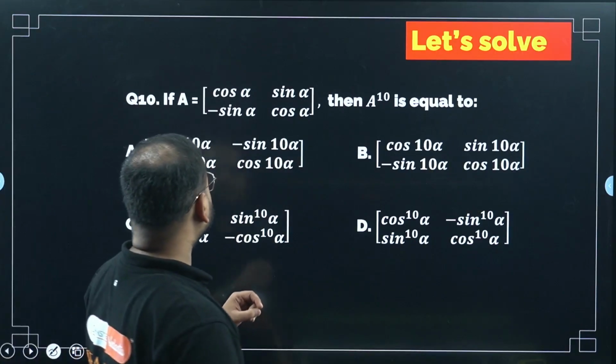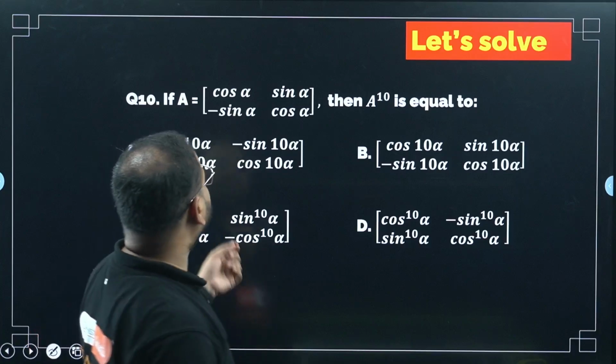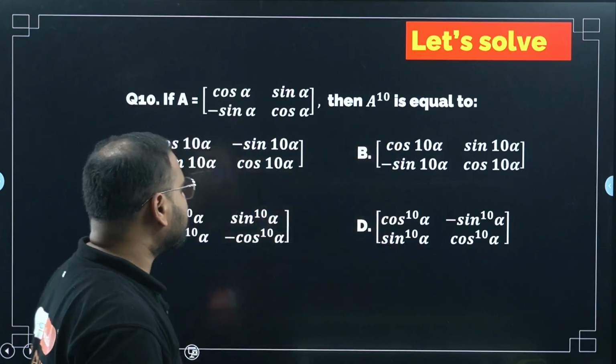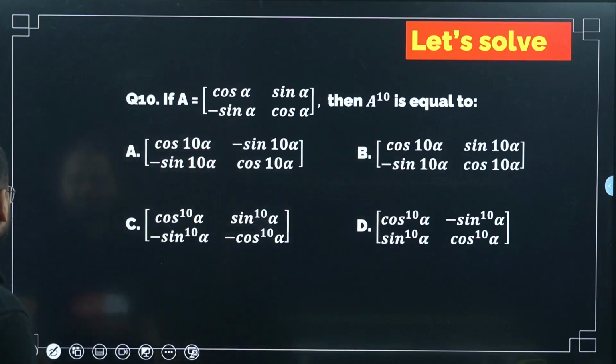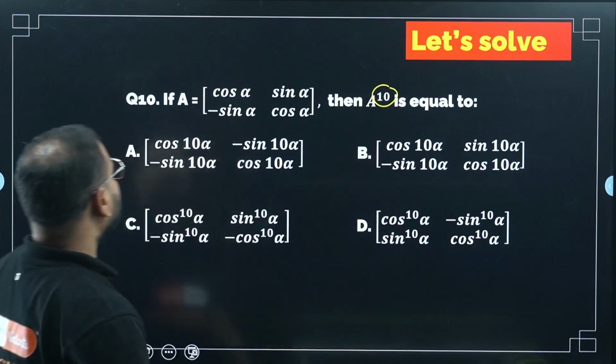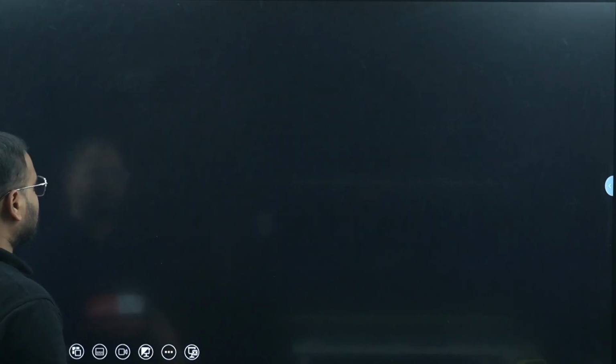Okay, sir. A is [cos alpha, sin alpha; minus sin alpha, cos alpha]. We have to find A power 10. Similar question. Let's do it quickly again. Same thing, no? The index is 10 in this case. So cos alpha, sin alpha, minus sin alpha, cos alpha.